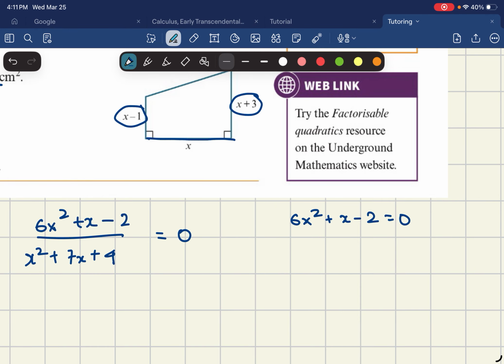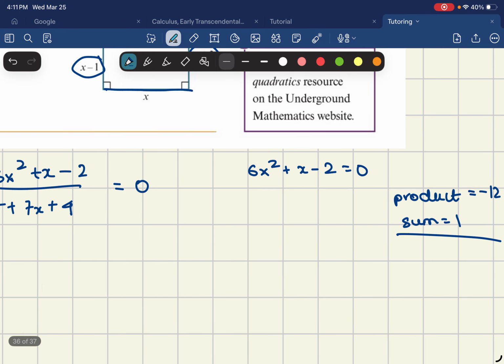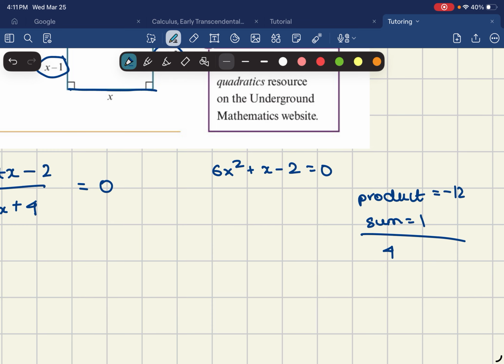So let's solve for this equal to 0. The product is negative 12 and the sum is equal to 1. So I believe the two numbers would be 4 and negative 3. So 6x² + 4x − 3x − 2 = 0.